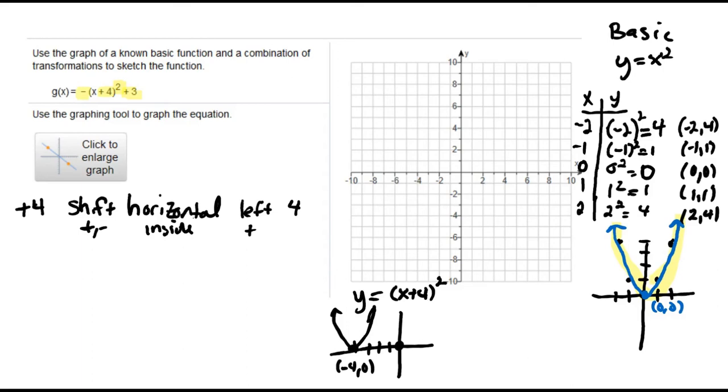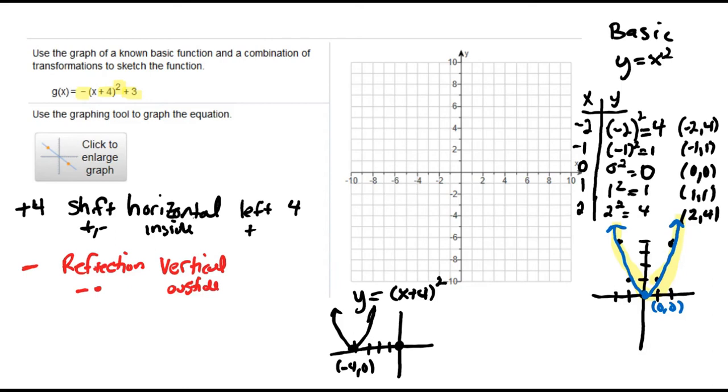Okay, so let's look at the next transformation. Let's look at that negative. So having a negative multiplied gives me a transformation of a reflection. So I know that that's a reflection because that is a negative that's multiplied onto our function. There are two types of reflections, horizontal and vertical. And because that negative is on the outside of the square, I know it's a vertical reflection. So because that negative is on the outside, that's how I know it's vertical.